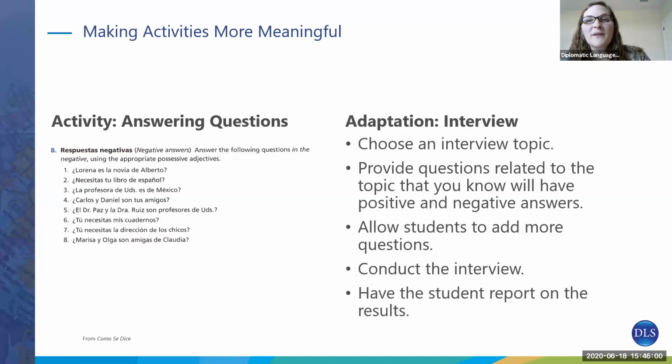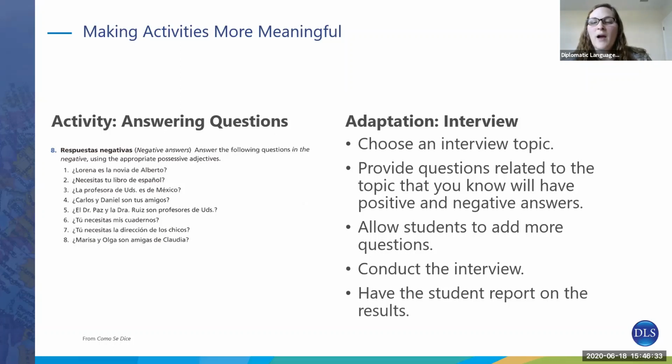So an adaptation of this kind of thing, if you want to practice questions and answers, is to do an interview. The purpose, then, you would want to choose a topic that you're going to be interviewing about. And if you as the teacher want to guide this so that the students are really going to be able to target that particular grammar form, you could ask questions that you know are going to require it, right? So in this case, it's negative. You want them to answer with negative responses.